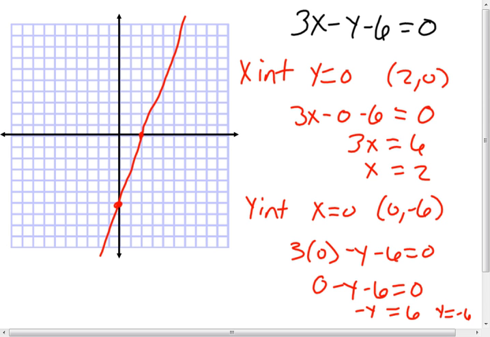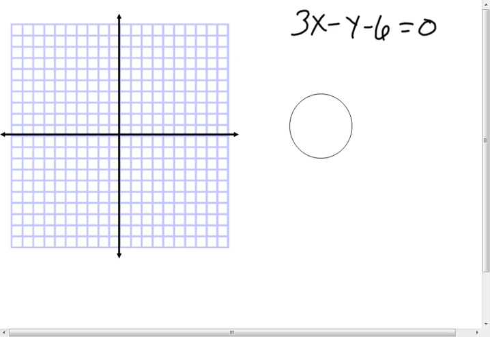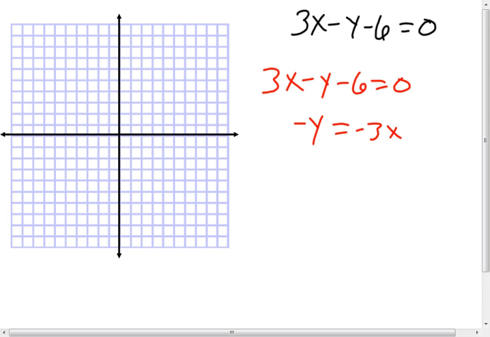Now if we want to graph this again, but we want to use slope-intercept, we have to take our linear equation and solve for y. So let's take this equation, 3x minus y minus 6 equals 0, and solve for y. We move everything over, changing the sign: minus 3x plus 6, and then changing the sign on y to a positive 1, y equals 3x minus 6.